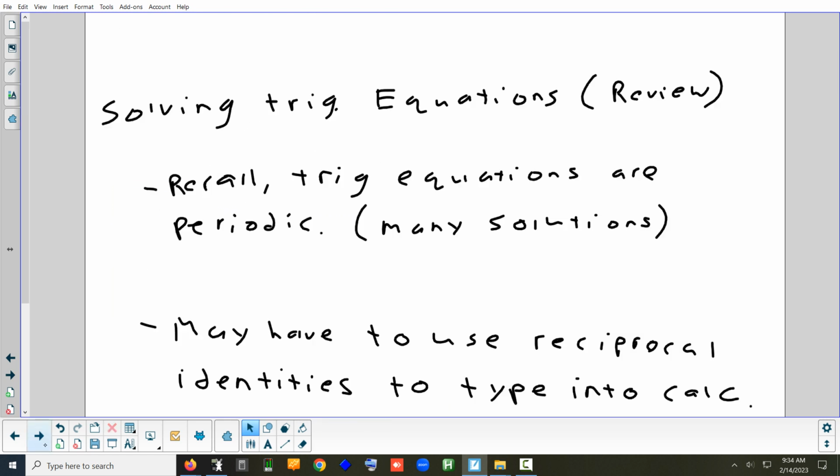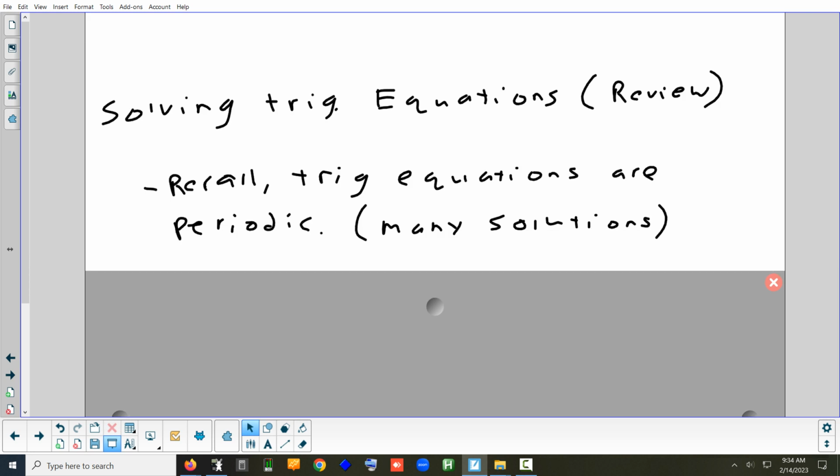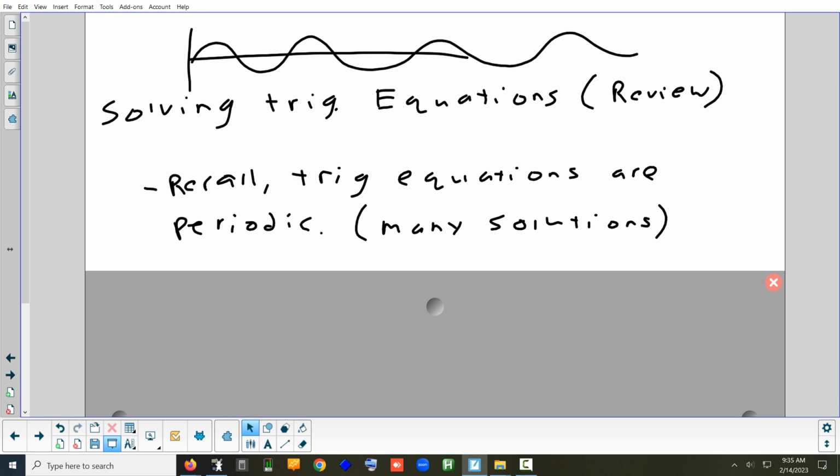All right, so let's try something a little different. So remember, trig equations are periodic. That means that they keep repeating themselves. So let's say I had a trig equation like this, and I asked you, where does it equal 0.4? Well, you'd put the trig equation in y1, you'd put 0.4 in y2, and you'd get something like this.